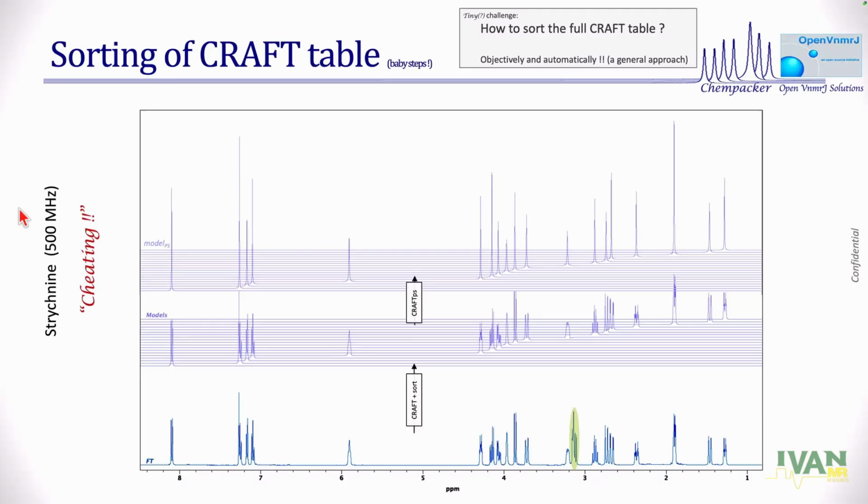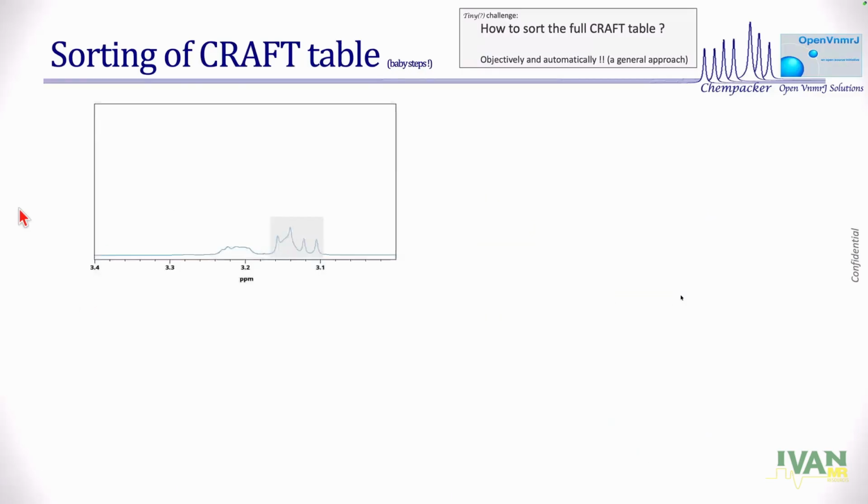So I know I can do this very easily if it is well resolved. What if it's not resolved? Let's take a look at that. There is that particular peak. This is, I think, H11A and H14, if you are familiar with the strychnine structure, and two protons are there. How do we resolve that?